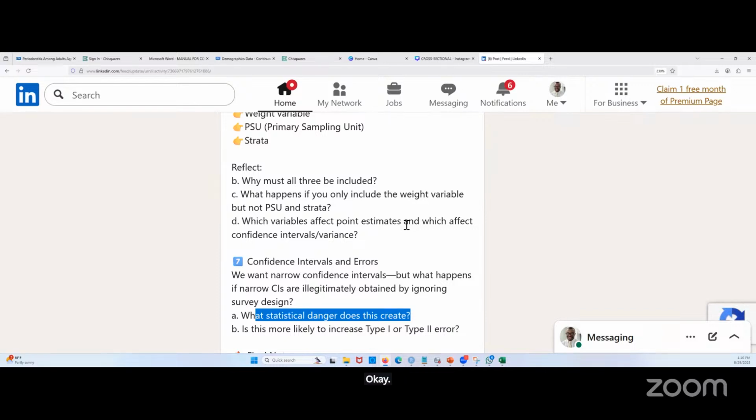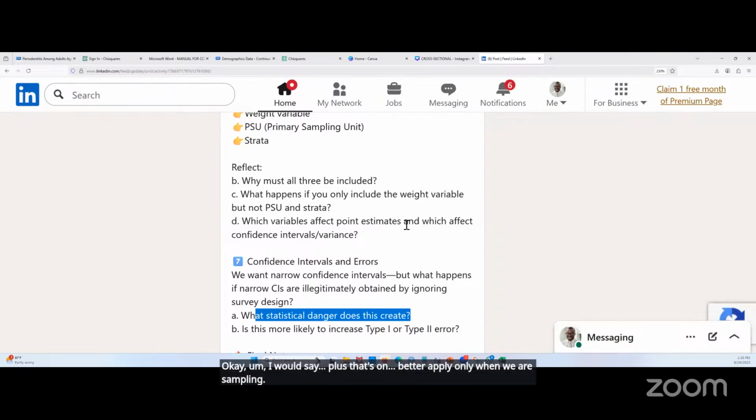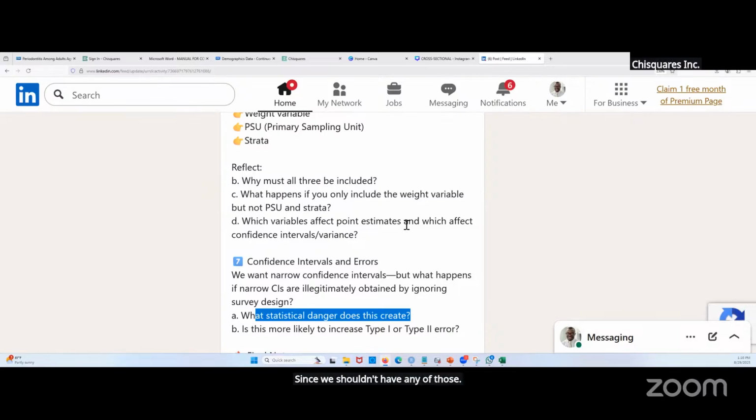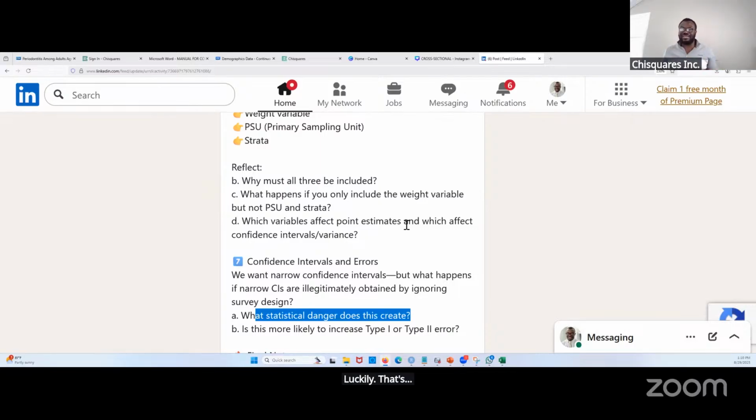Okay, I would say clusters and strata apply only when we are sampling. Since it's a sensor, we shouldn't have any of those. Exactly. That's the simple answer. Strata, clusters are all ways of sampling. A sample means a part of the whole. But the case study presenter said that they took the whole. If they took the whole, then we won't have weights, we won't have clusters, we won't have strata, because they took the whole.